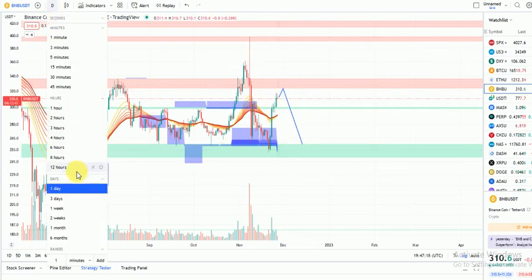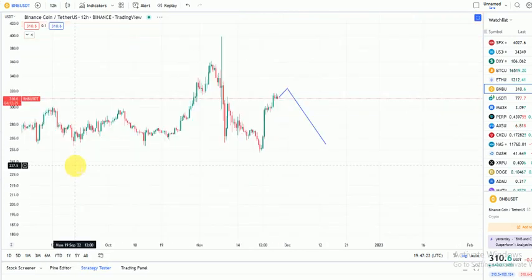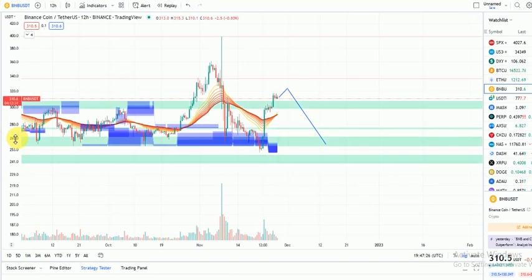Same thing we should be expecting if we push over to the 12-hourly time frame. We should be expecting the same thing. As you can see, a little push up, and then we have more push to the downside. So we should expect this level, the 300 to 308 level, to hold, a little push to the upside, and then further push to the downside.